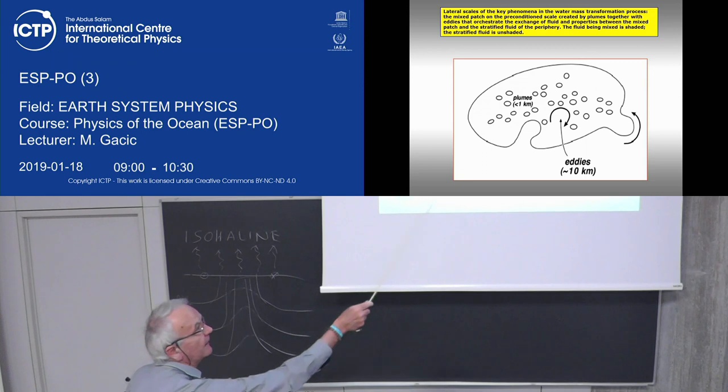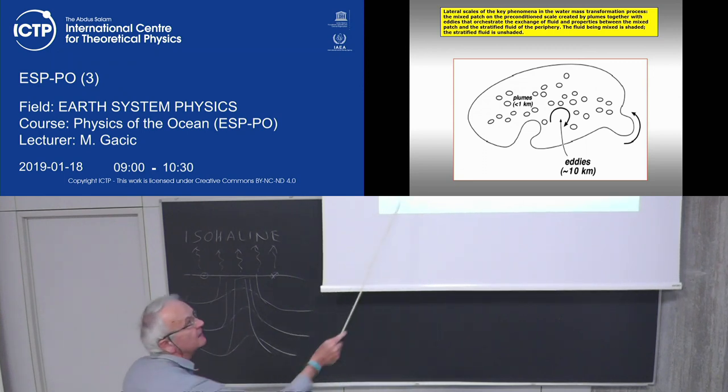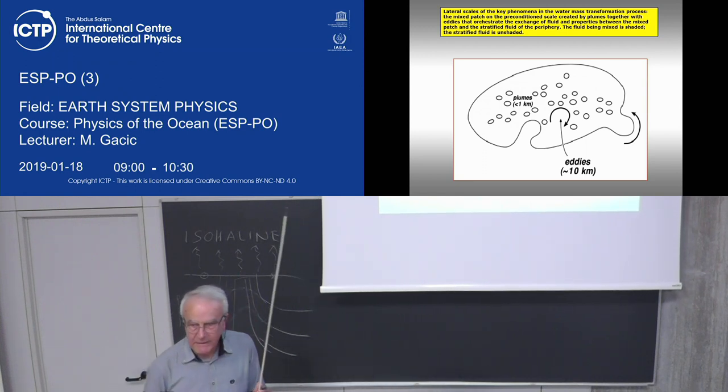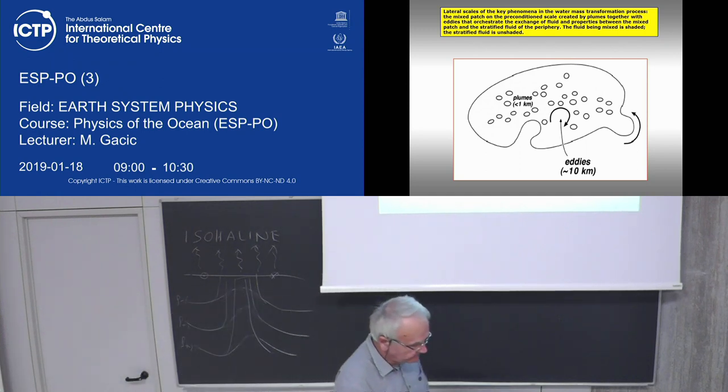The shaded area is the fluid which is vertically mixed. So this huge thing is the vertically mixed area. It used to be called a chimney, because in a chimney you have the same thing, but with a negative sign: the vertical mixing in a chimney is from bottom to top, and here it is from the surface to deeper layers.